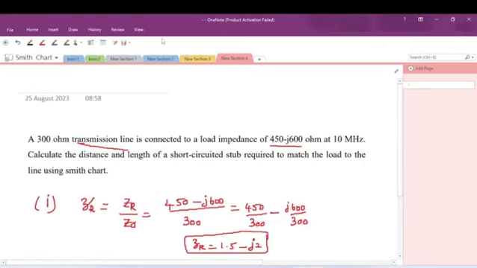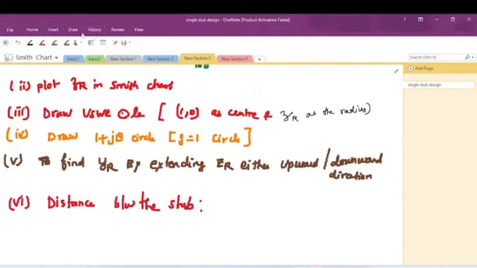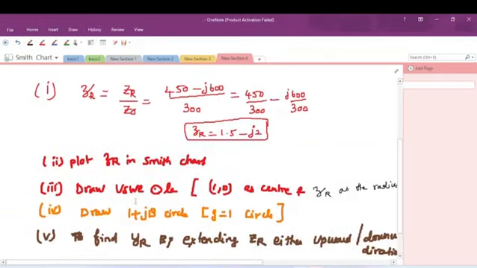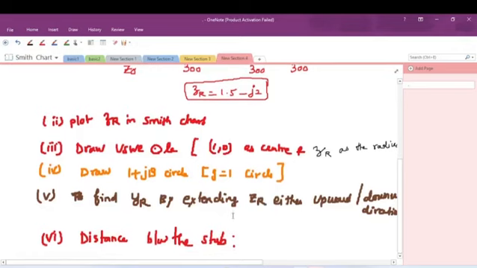So what are the remaining steps? I have explained those already. The next step is to plot small zr in the Smith chart. You have to draw the VSWR circle, with 1 comma 0 as the center and small zr as the radius. Draw the 1 plus jb circle, and find YR by extending the value of zr either upward or downward. Then you are going to find the distance. The same thing I am going to do now.